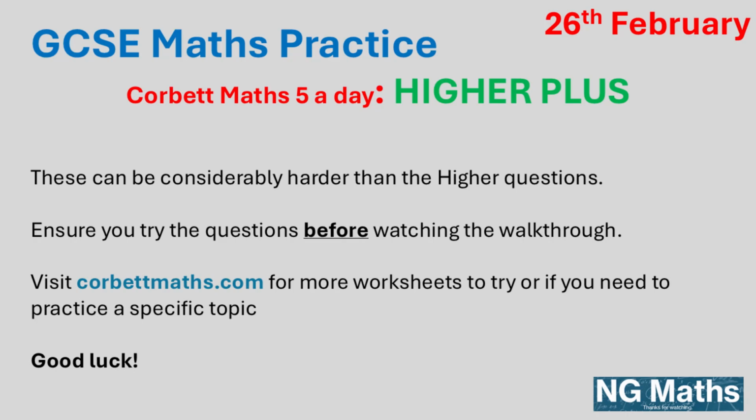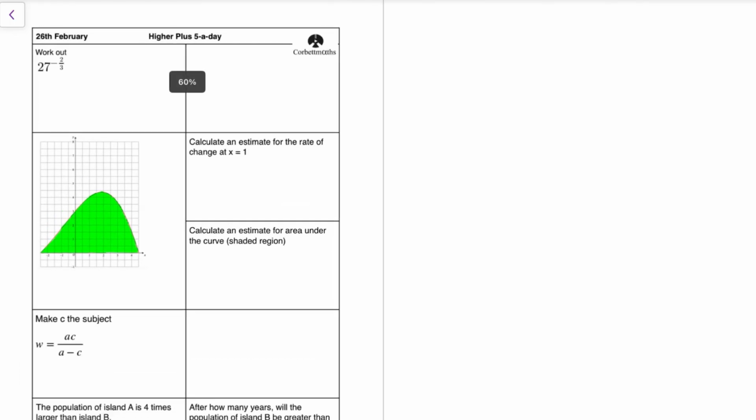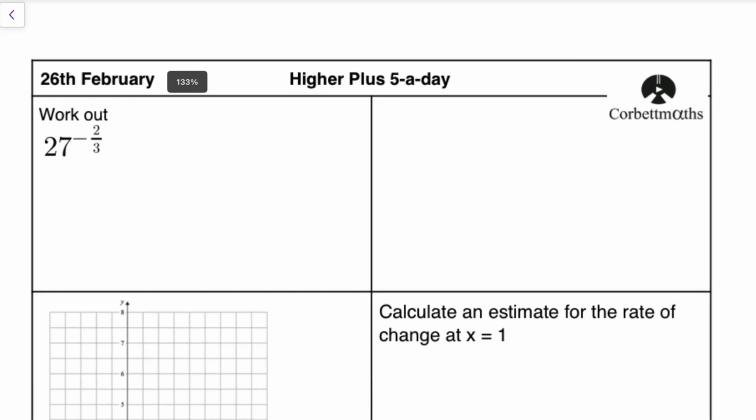And welcome back, and we're on to the 26th of Feb, Higher Plus 5 a day. Now, before I zoom in, I can see a big green shape there. I'm wondering what's going to happen. But anyway, let's just go with the first question before we get there.